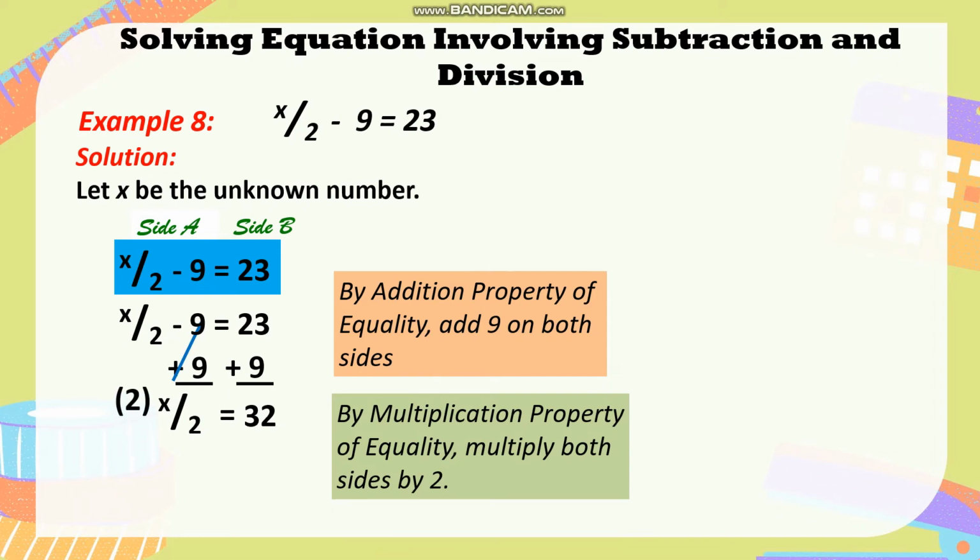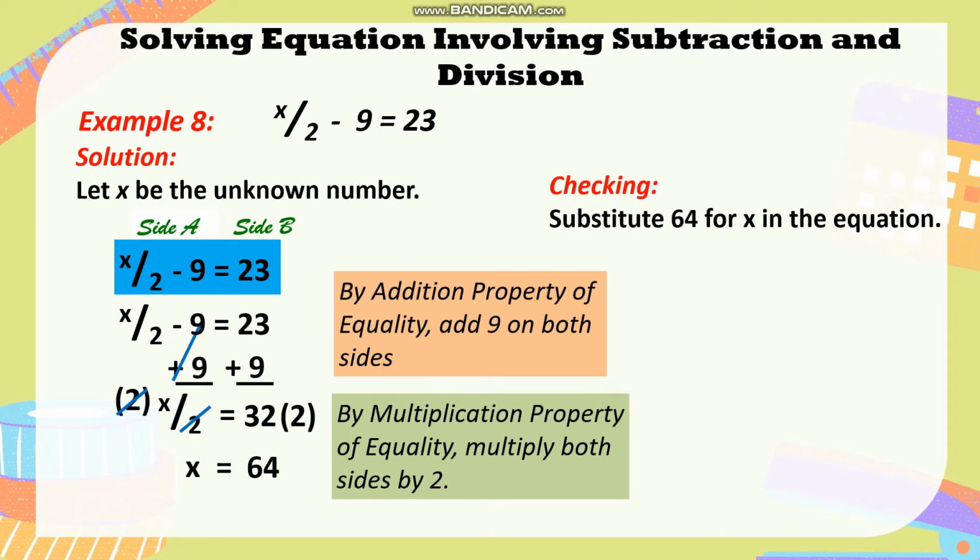X divided by 2 times 2. Sa side B naman, 32 times 2. Cancel 2. Dahil 2 divided by 2 is equal to 1. Pero no need na isulat po ang 1. Ang naiwan na lang ay ang x. Copy the equal sign. Solve side B. 32 times 2, 64. So x is equal to 64.